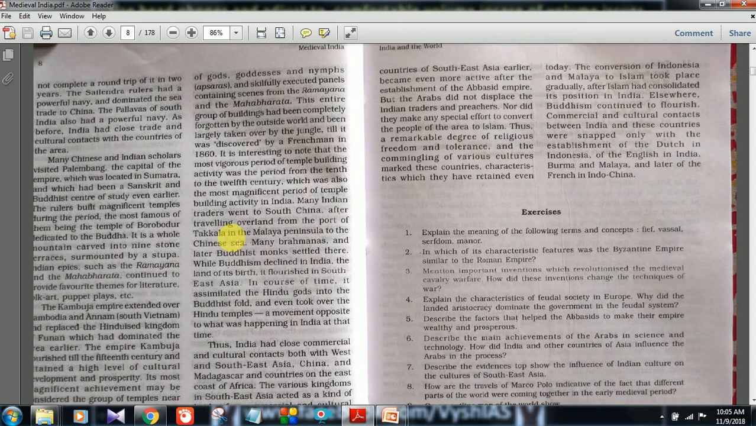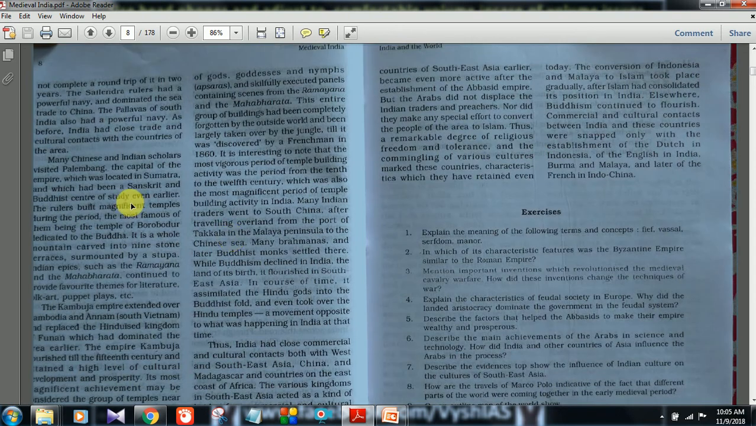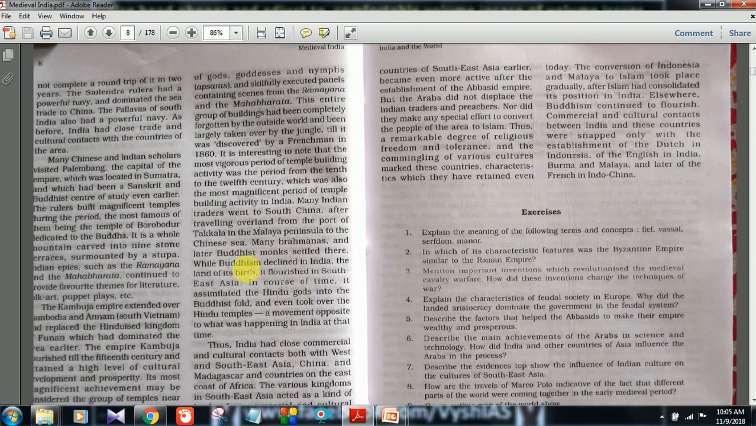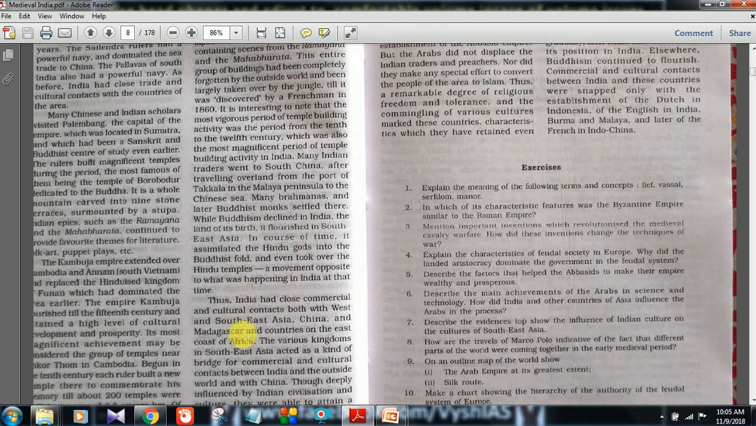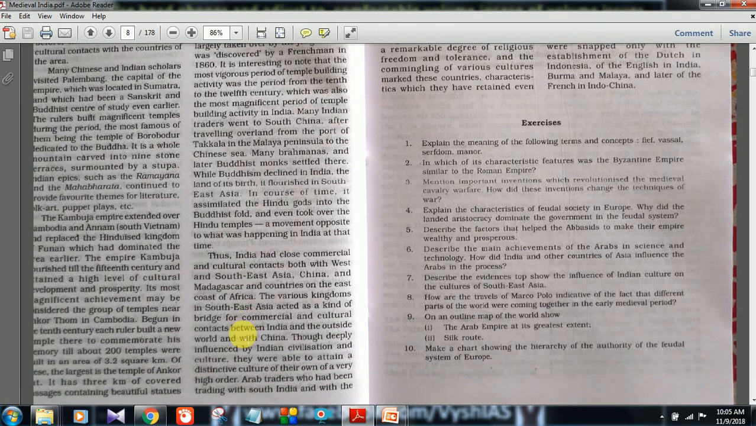Many Brahmanas and later Buddhist monks settled there. While Buddhism declined in India, the land of its birth, it flourished in Southeast Asia. This also I told you yesterday. Like Buddhism started in India but did not flourish in India. In course of time, it assimilated the Hindu gods into the Buddhist fold and even took over the Hindu temples, a movement opposite to what was happening in India at that time. So in India actually Buddhism is going away, while in Southeast Asia Buddhism is flourishing.